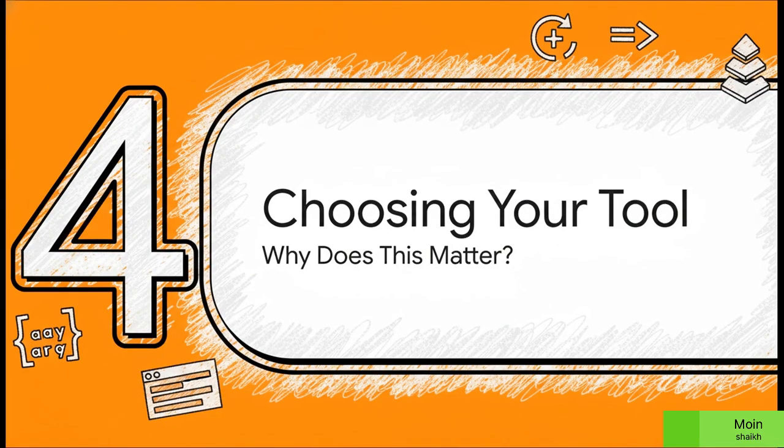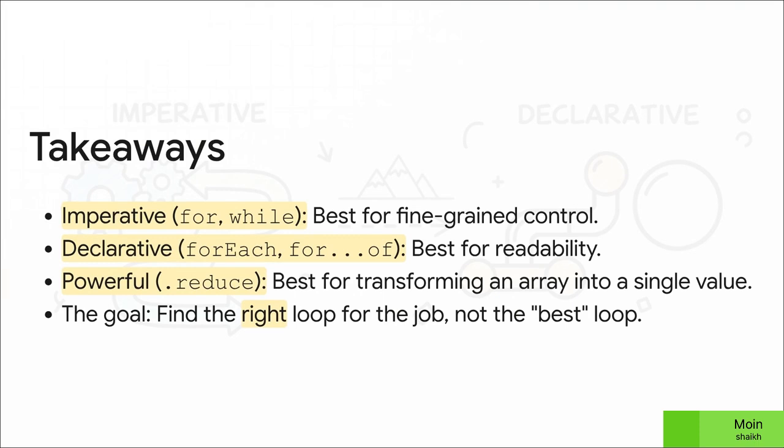So, okay, we've got 6 options, that's great. But how on earth do you choose which one to use? And more importantly, why does knowing all of them even matter? That is the real question. Well, here's how it all breaks down. If you need maximum control, say you need to break out of a loop early, or maybe even go backwards, then the classic for and while loops are your best bet. They give you the keys to the engine.